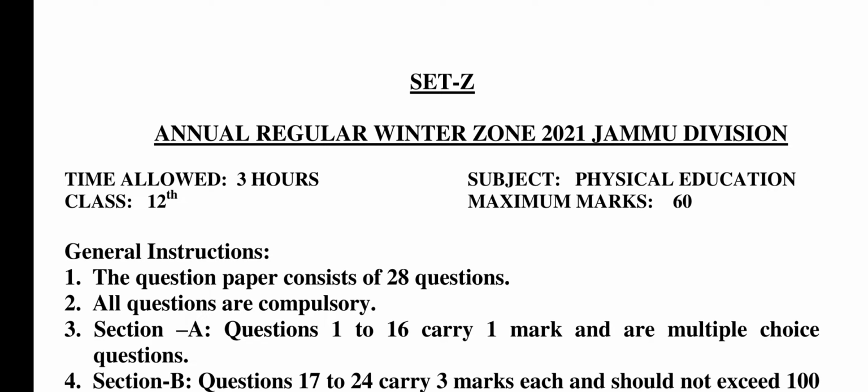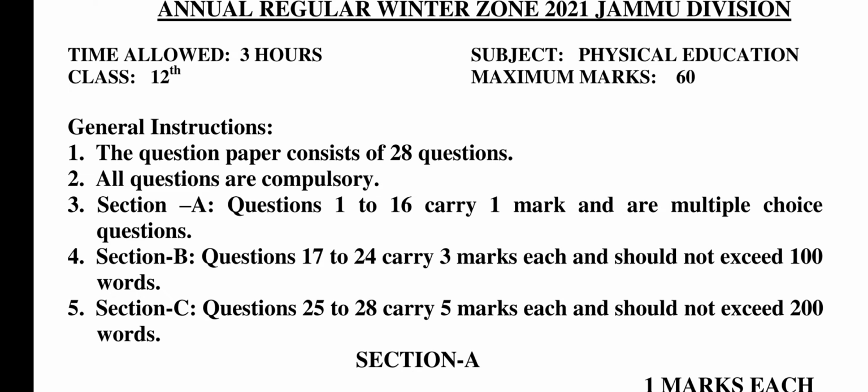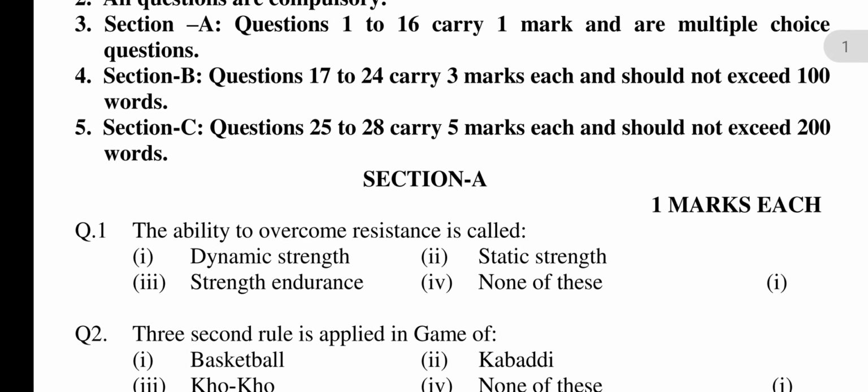General instructions. Number 1, the question paper consists of 28 questions. Number 2, all questions are compulsory. Number 3, section A, questions 1 to 16 carry 1 mark and are multiple choice questions. Number 4, section B, questions 17 to 24 carry 3 marks each and should not exceed 100 words. Number 5, section C, questions 25 to 28 carry 5 marks each and should not exceed 200 words. Section A, 1 mark each.